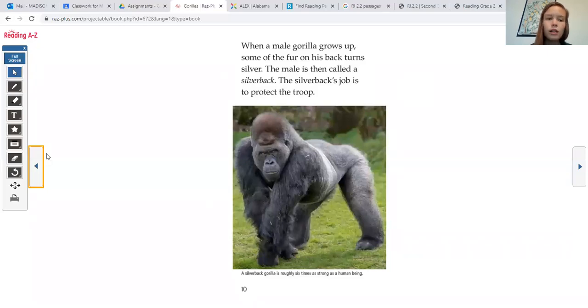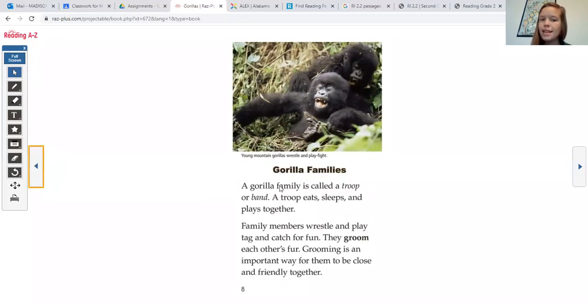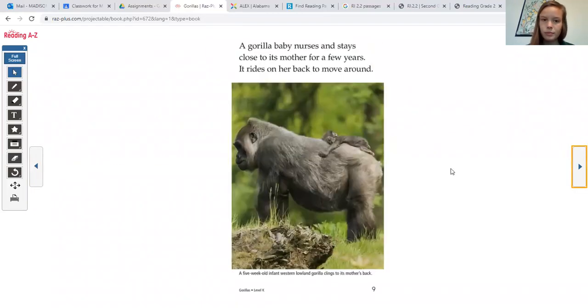All right, now let's read. Let's go all the way back to where gorilla family started right here and be thinking of some key details that you want to add to support that gorillas live with their family. A gorilla family is called a troop or a band. A troop eats, sleeps, and plays together. Family members wrestle and play tag and catch for fun. They groom each other's fur. Grooming is an important way for them to be close and friendly together. A gorilla baby nurses and stays close to its mother for a few years. It rides on her back to move around.